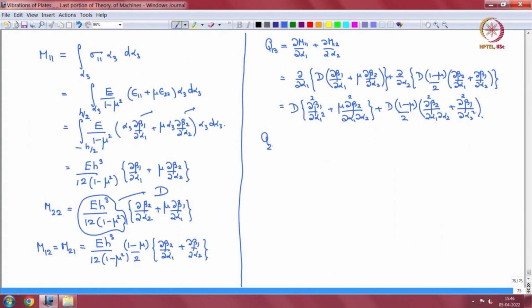Similarly, Q23 becomes D (∂²β2/∂α2² + μ ∂²β1/∂α1∂α2) plus D(1 − μ)/2 (∂²β2/∂α1² + ∂²β1/∂α1∂α2).